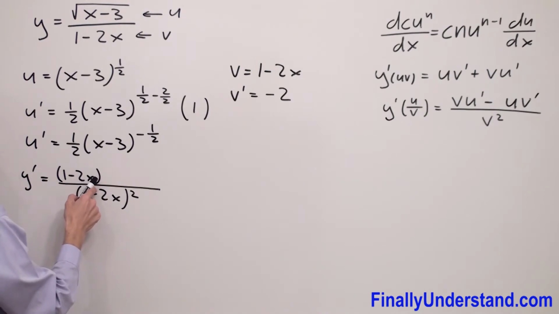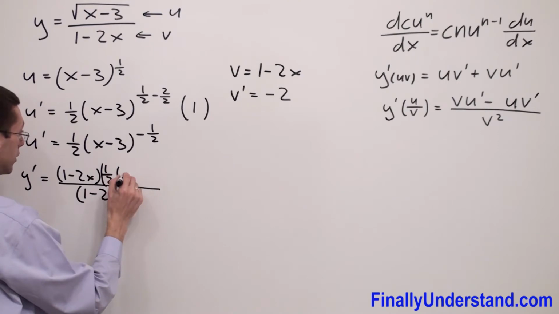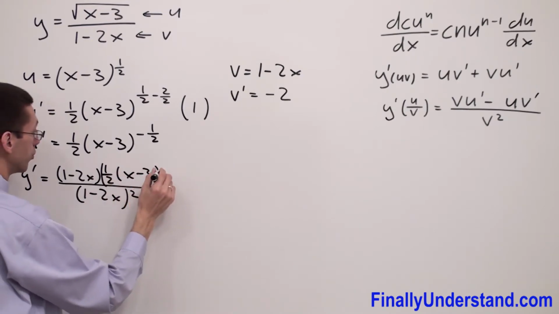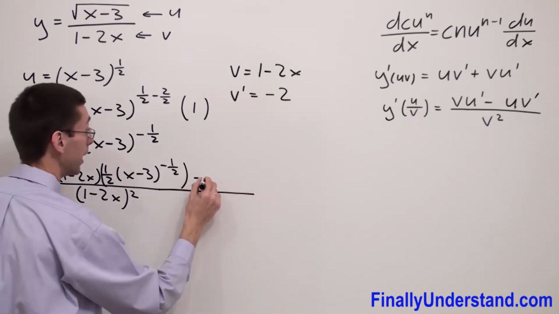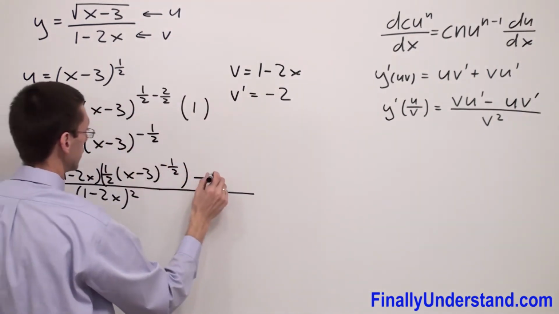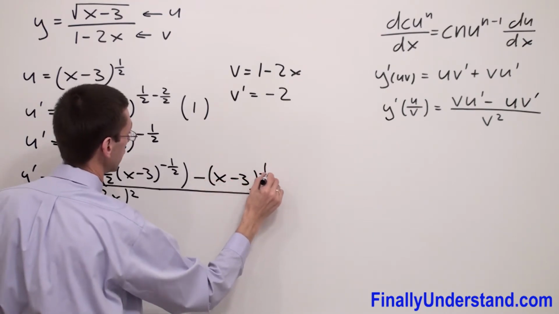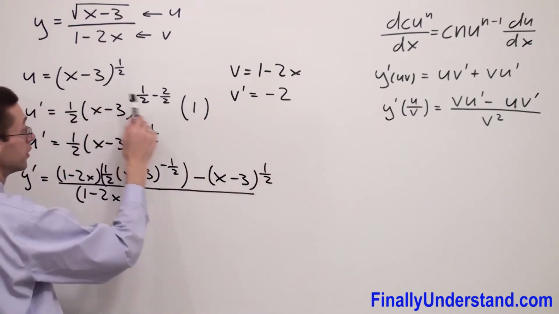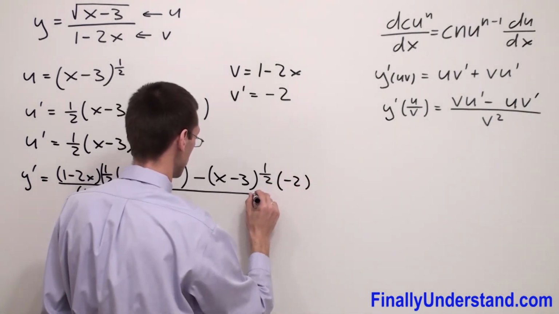Next, I have to multiply this by the derivative of u. So I have 1/2 times 1/2, and I have x minus 3 to the power negative 1/2, minus u. My u is x minus 3 to the power 1/2 times v prime. v prime is negative 2.